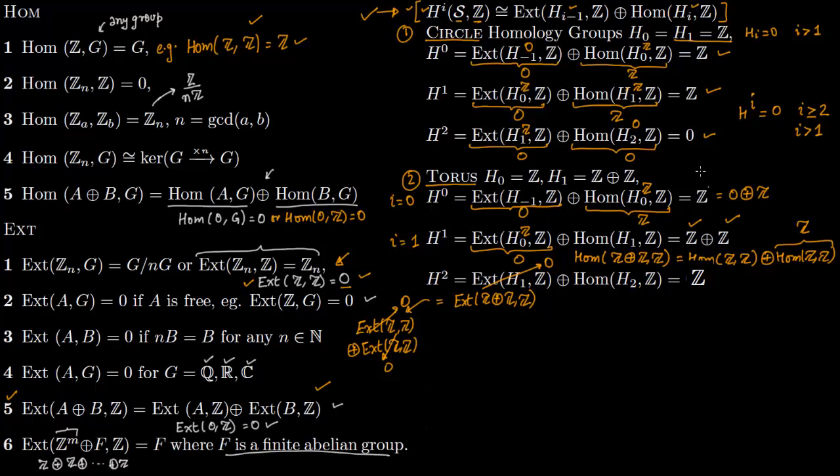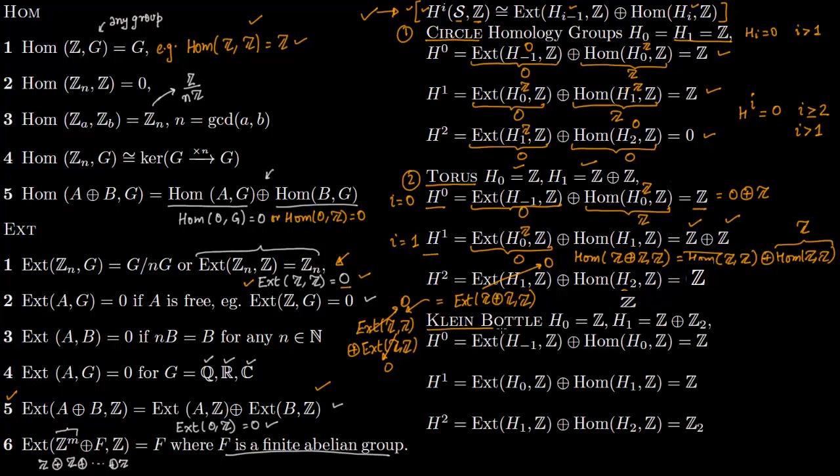Hom of h2 comma z, we know the second homology group is integers, so Hom of h2 comma z is Hom of z comma z, which is just integers. So you can now compute that higher cohomology groups are all 0. Homology groups and the cohomology groups, they coincide. Now we do the Klein bottle.